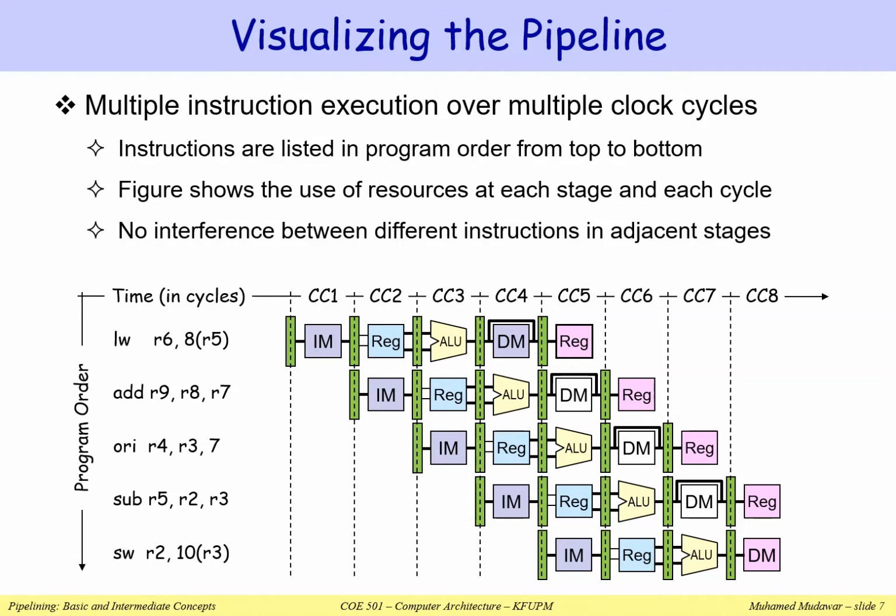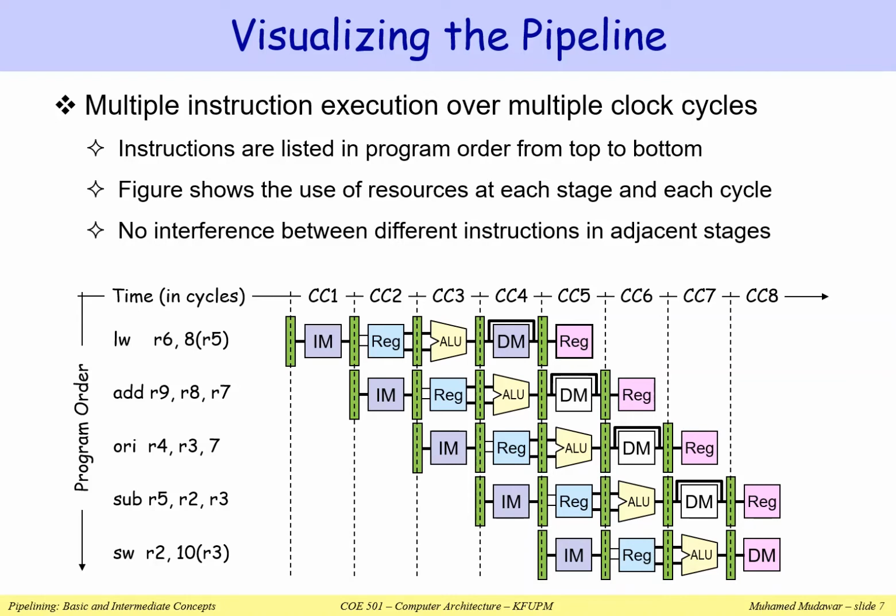The first instruction is a load word, the next one is add, then or immediate, then subtract, and store word. Typically we have millions, if not billions, of these instructions, but I can only show a few when we would like to visualize the pipeline. So at a given clock cycle, we can see what's really happening inside the pipeline.